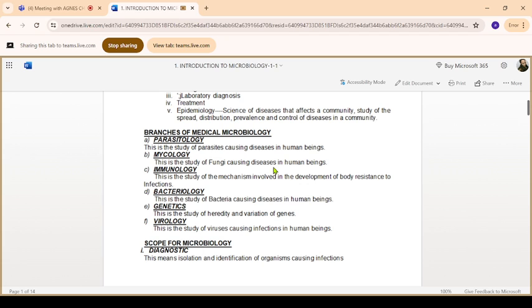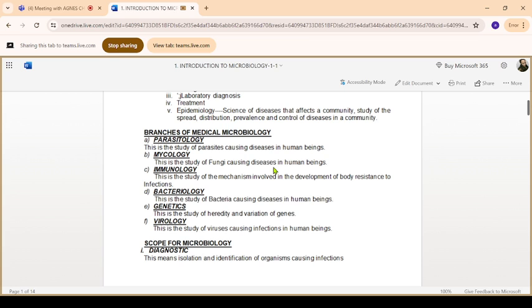One, we have what we call parasitology. Parasitology is the study of parasites causing disease in human beings. We also have mycology. Mycology is the study of fungi that cause disease in human beings and even in animals. We also have immunology. Immunology is the study of mechanisms involved in the development of body resistance to infections. We also have bacteriology. Bacteriology is the study of bacteria causing disease in human beings.